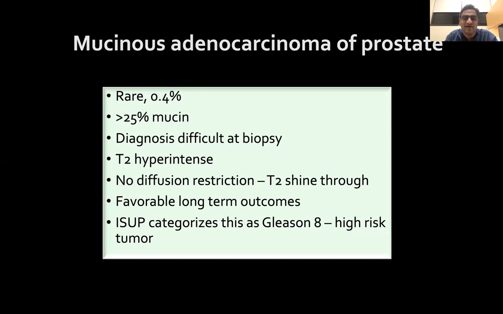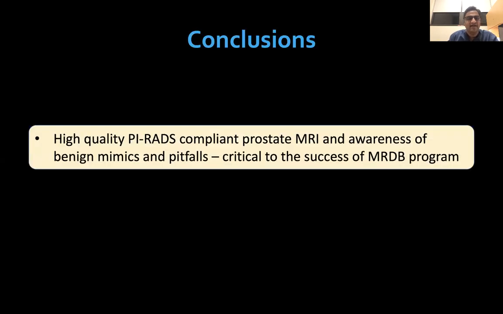They're very rare. And because when we do the biopsies, people look at only the cells, the diagnosis is not necessarily made at biopsy rather than at the prostatectomy. And they're considered to have a little bit favorable long-term outcomes. But the International Society of Urologic Pathology categorizes these tumors as Gleason 8, which brings them into the high-risk category.